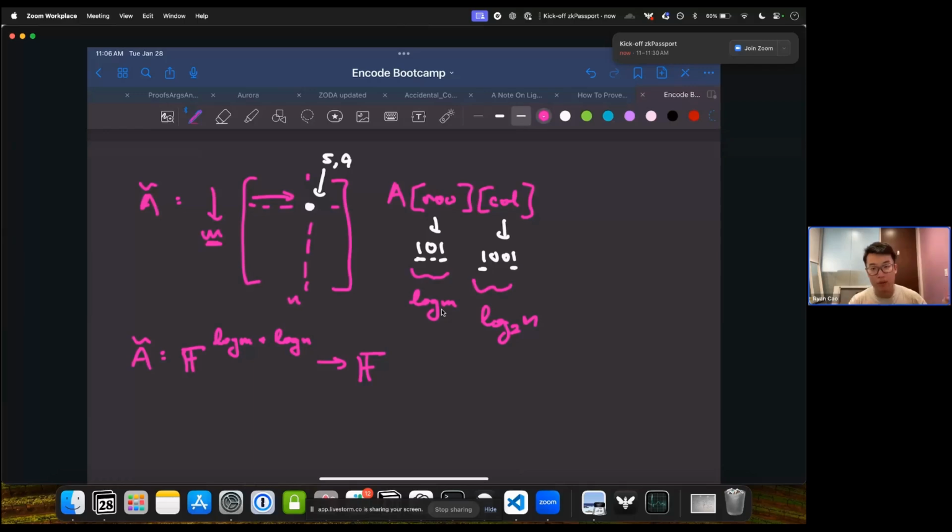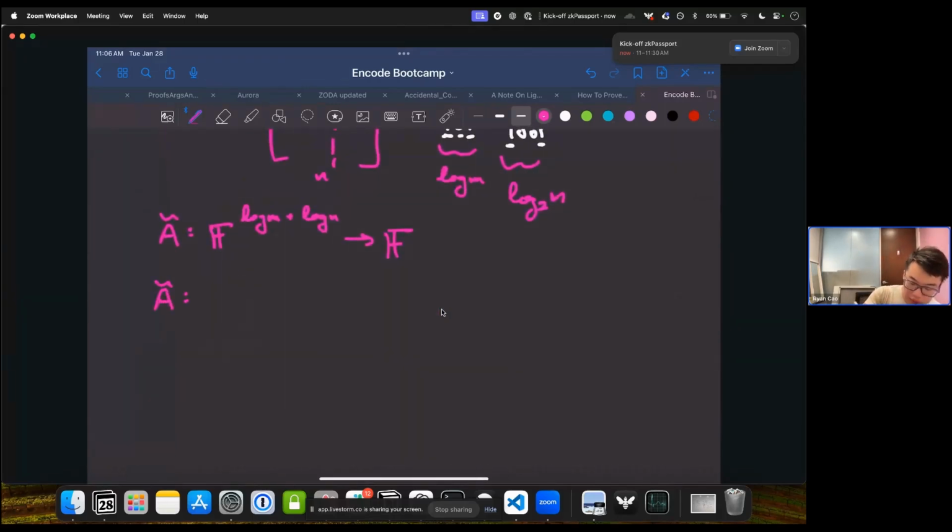When we take the multilinear extension of all of this, we can plug in not just binary values, but actually field elements. That is why it is a function from F to the log m plus log n to F. So A tilde will take in x and y, so A tilde of x comma y, where x is in F to the log m, and y is in F to the log n.